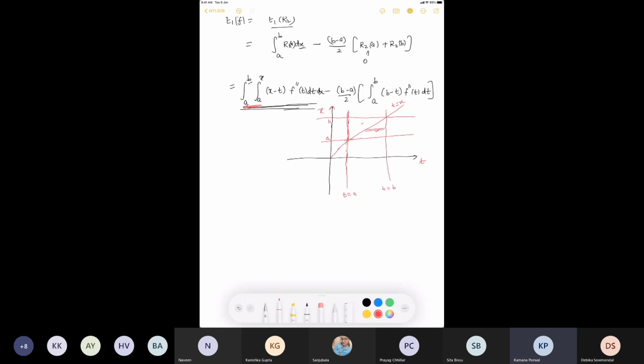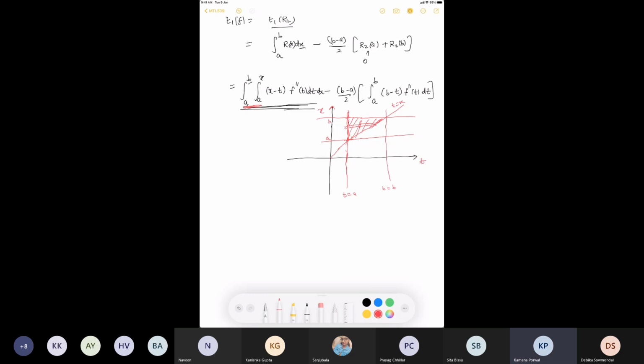So this is not the correct thing. I have to take the strips from here. So this is from t is equal to a to t is equal to x here, and then these strips will be varying from x is equal to a to x is equal to b. So this is my region of the integration in the first term.